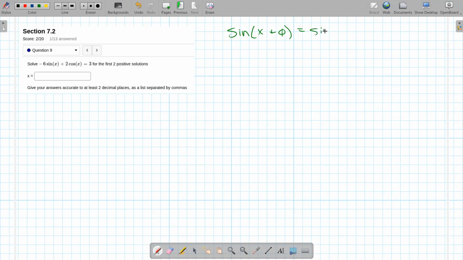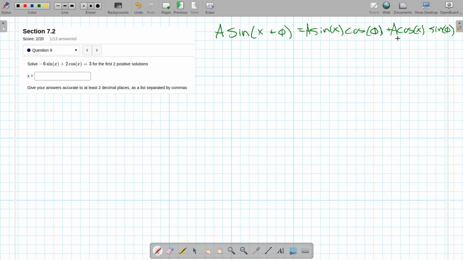is equal to the sine of x cosine of phi. And the sine gets the sign right, so that's a plus cosine of x sine of phi. And the other thing is, since we have multiples out here with that addition, I'm going to put an a in front, which puts an a in front of each of these.